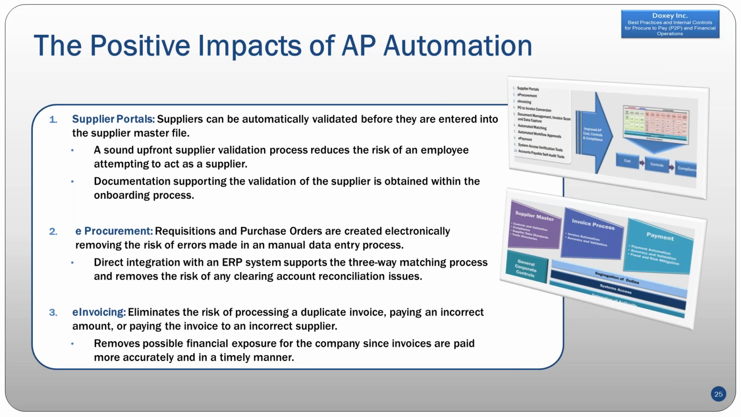E-procurement, the REC and PO are created electronically, removing any risk of error that you'd see in a manual data process. And you can actually, in some cases, have direct integration with your ERP system, and it also supports three-way matching and reduces the risk of any clearing account issues and reconciliation that you may find.